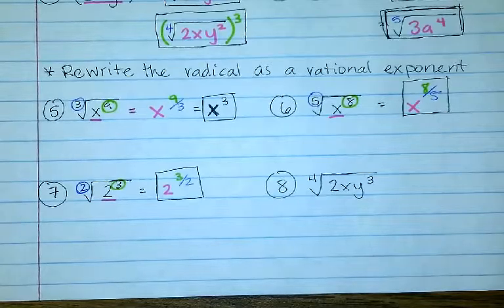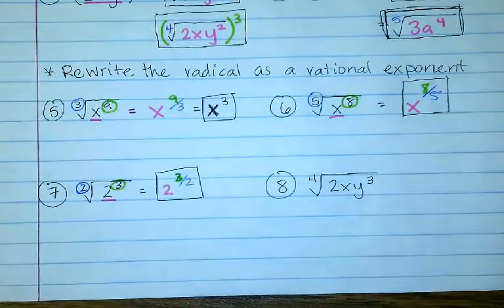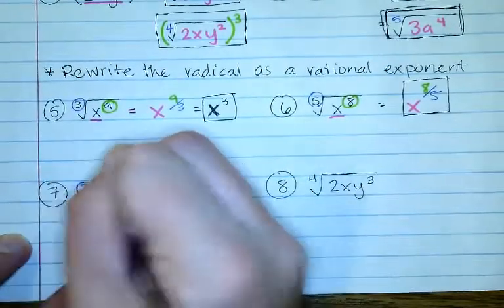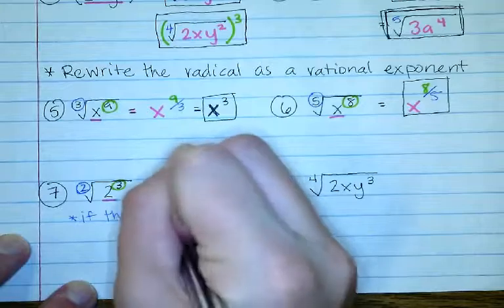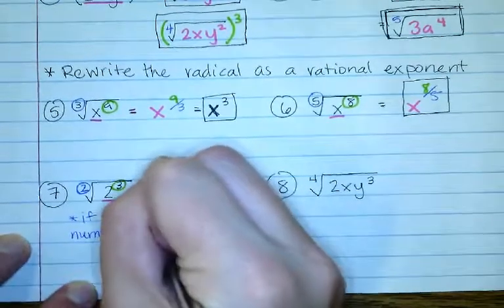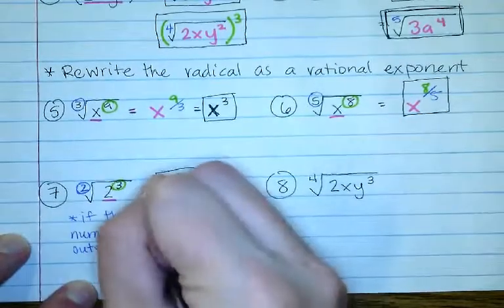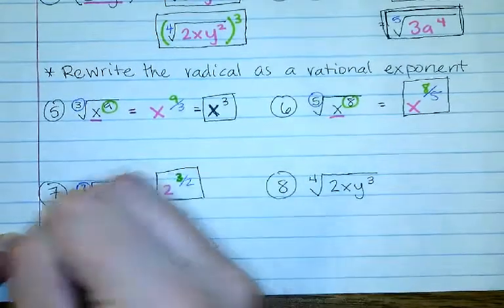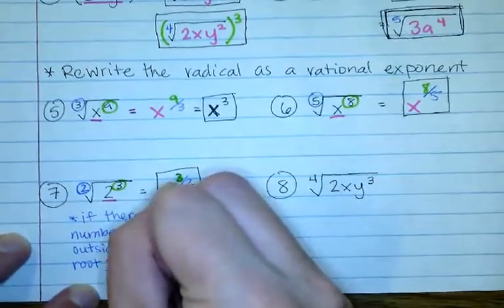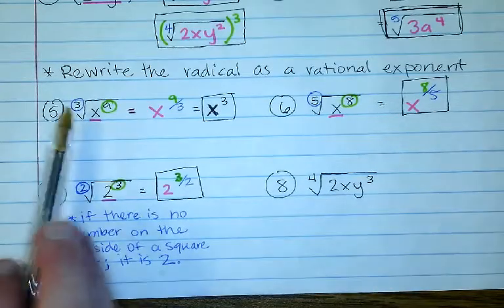So you guys can kind of write this here. So guys, if there is no number on the outside of a square root, comma, it is 2. All right, guys, because it's a square root. Up here we were taking the cube root. This was the 5th root. This will be the 4th root. So this square root, we understand it to be 2.